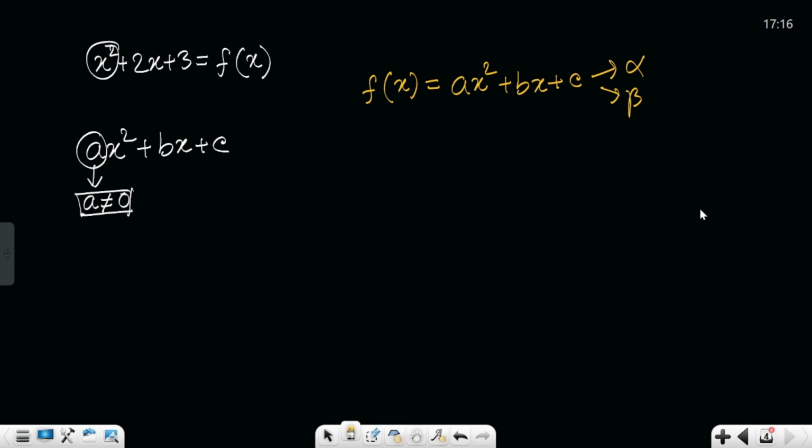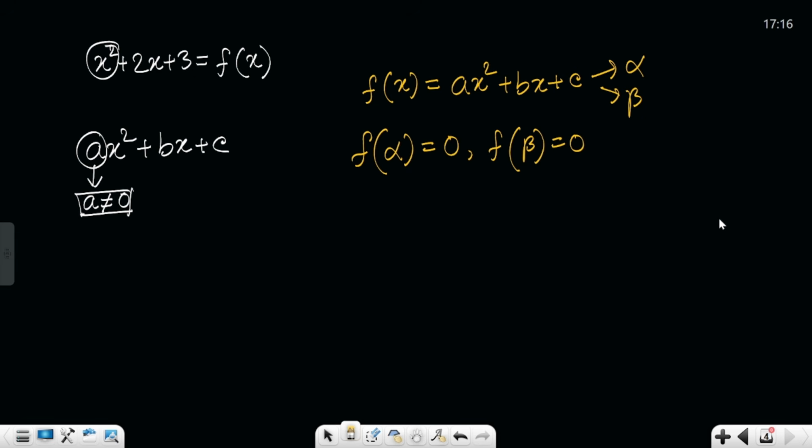Now listen, here comes an interesting and important discussion. Alpha and beta are the roots of f(x). That means alpha and beta are those values of x for which f(x) will be equal to 0. You know the definition of roots or zeros. Alpha and beta are those values of x for which f(x) will be equal to what? 0.